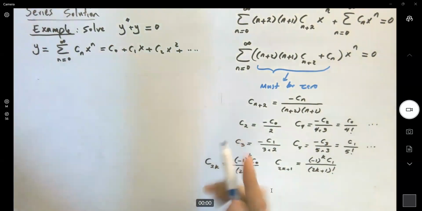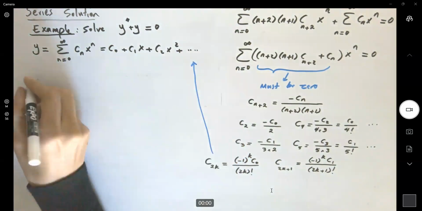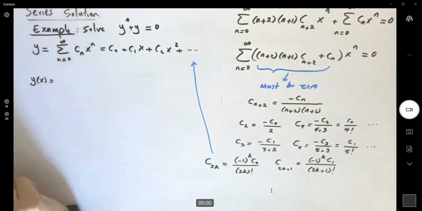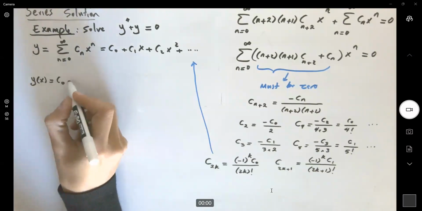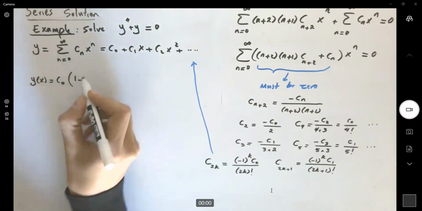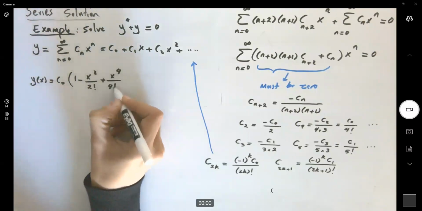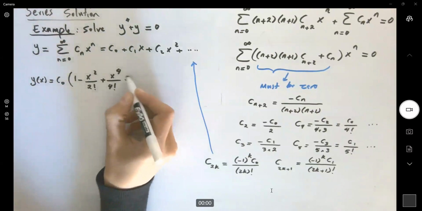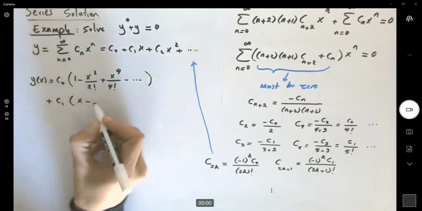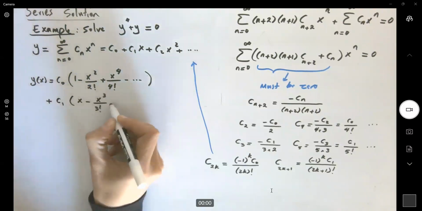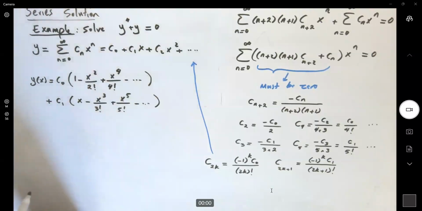Substituting everything back into this general solution, it gives us y as a function of x equals c sub 0 times parentheses 1 minus x squared divided by 2 factorial plus x to the 4th over 4 factorial minus x to the 6th divided by 6 factorial, plus c sub 1 times x minus x to the 3rd divided by 3 factorial plus x to the 5th divided by 5 factorial minus the rest of the terms, and this is the general solution that we have.